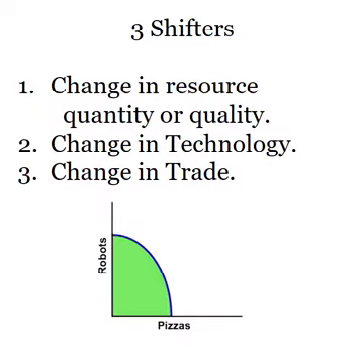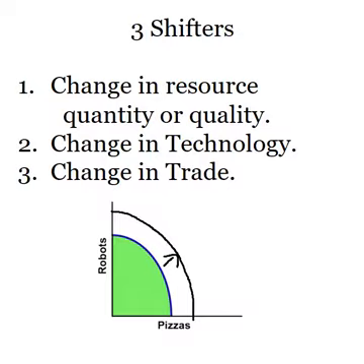So if you can make more of both, how you show the shift is you draw both curves further out, and then an arrow outward. That would be an increase in quantity or quality. So maybe the materials are better, or maybe you have more of them.